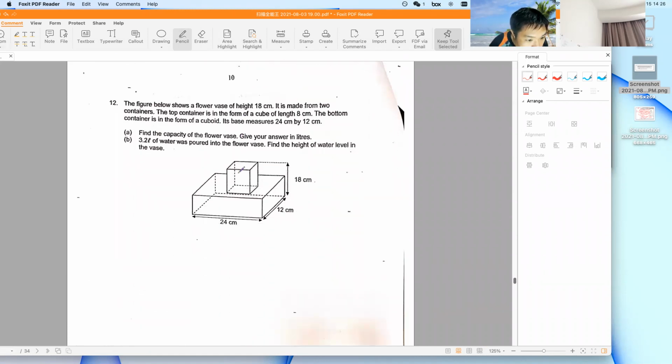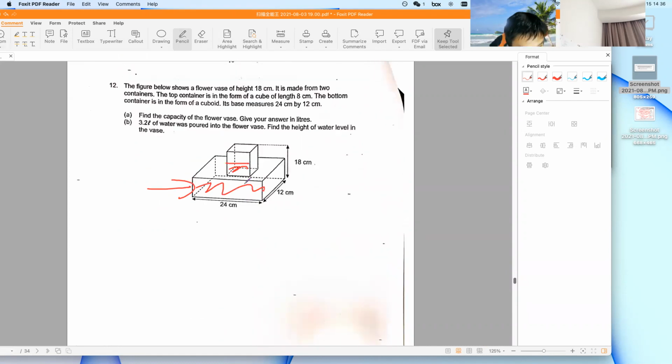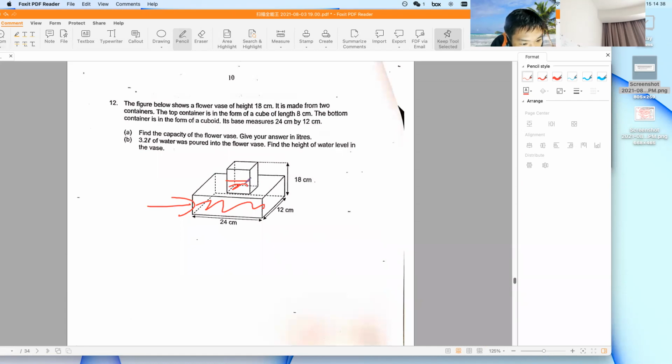The figure below shows, okay, this is a very common question. The water is filled here first, then the leftover will be filled here. First part also wrong. Find the capacity of the flower vase, give your answer in liter.